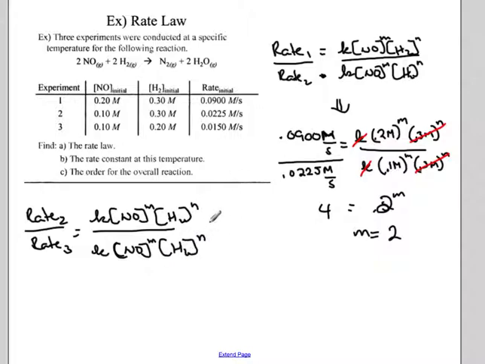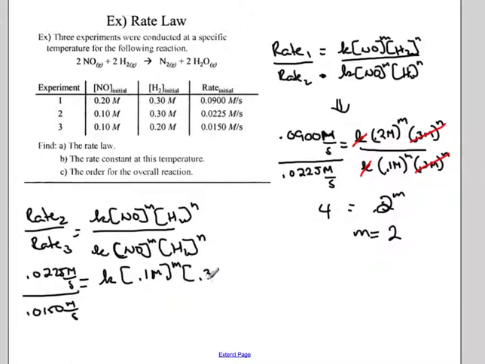Again, all we have to do is plug in those numbers. The rate for 2 is 0.0225 molarity per second over the rate of 3, which is 0.0150 molarity per second, equal to K, the concentration of NO, which is 0.1 molar raised to the M, and then the concentration of the H2, which is 0.3 molar raised to the N, divided by the third experiment, which is K, 0.1 molar raised to the M, and 0.2 molar raised to the N.